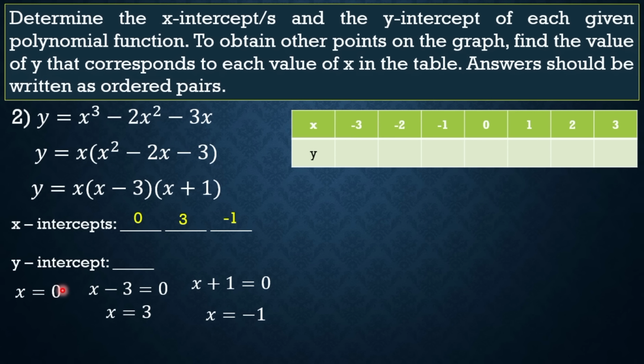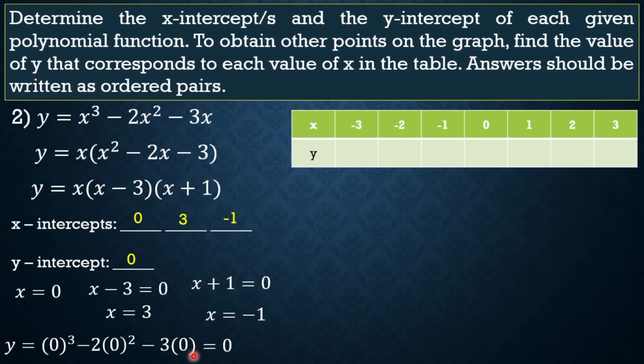And then yung y-intercept natin. So, again, ang gagawin natin sa y-intercept kapag nagsusolve tayo, papalitan lang natin ng 0 yung mga x natin. Okay, papalitan ng 0 yung x natin. So, 0 cubed minus 2 times 0 squared minus 3 times 0. So, kapag sinimplify, the answer is 0.